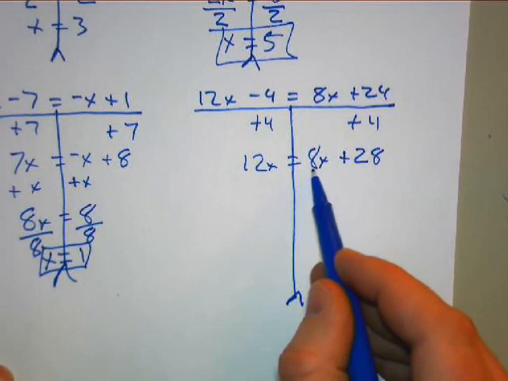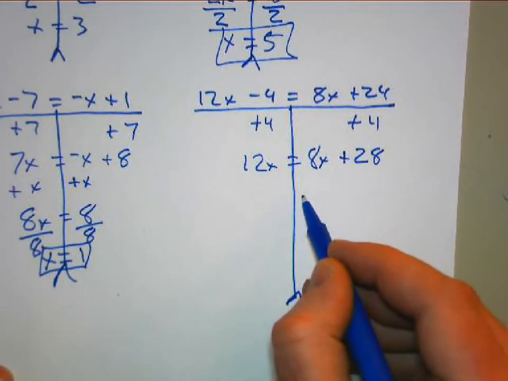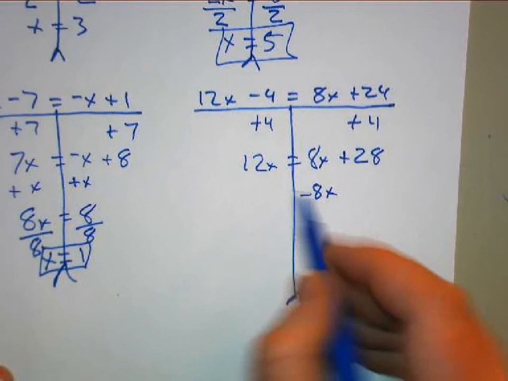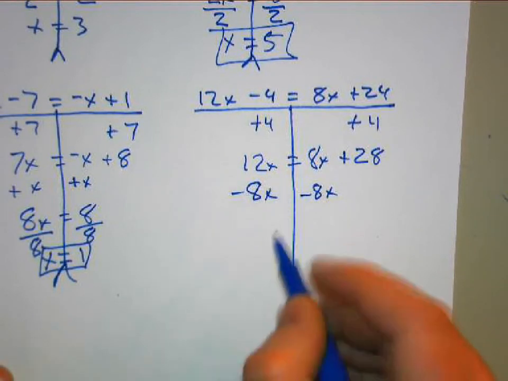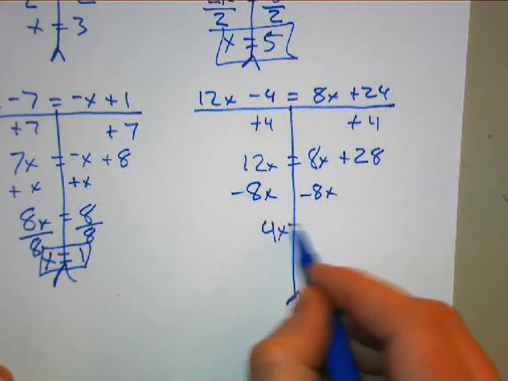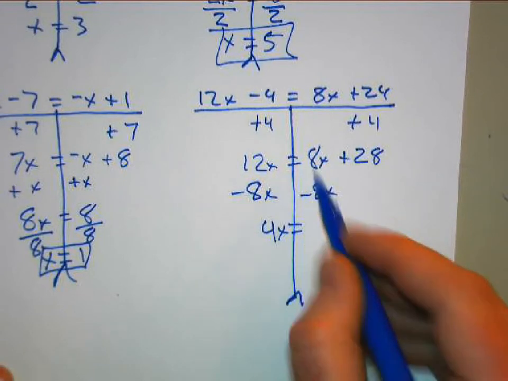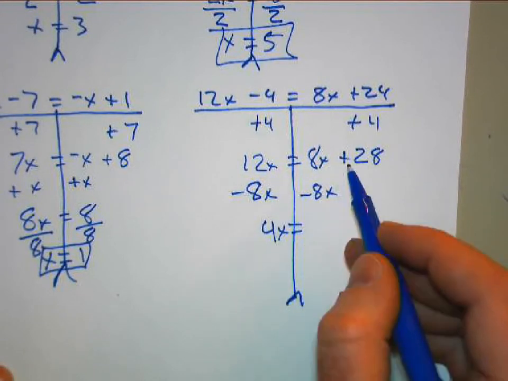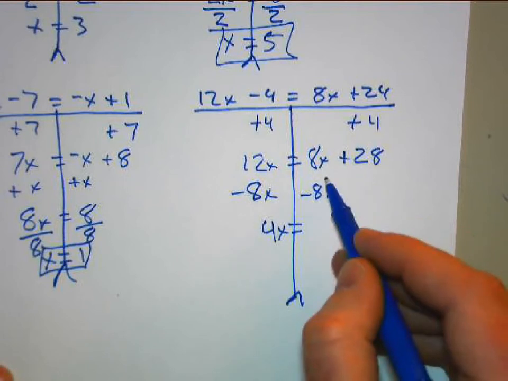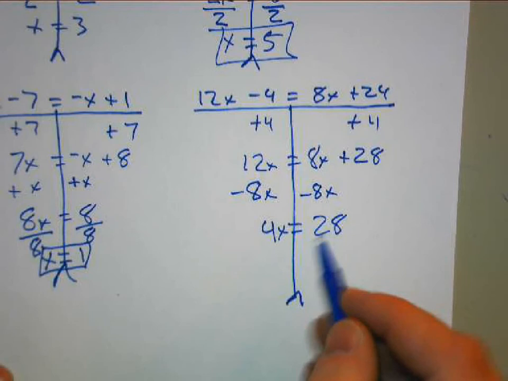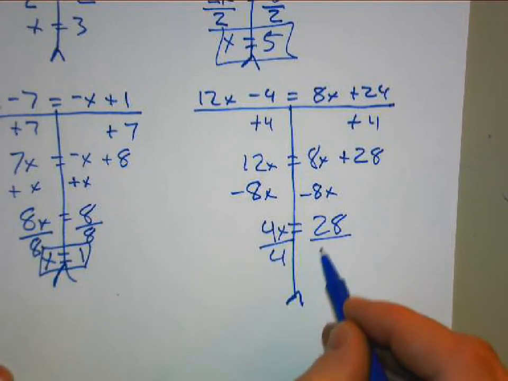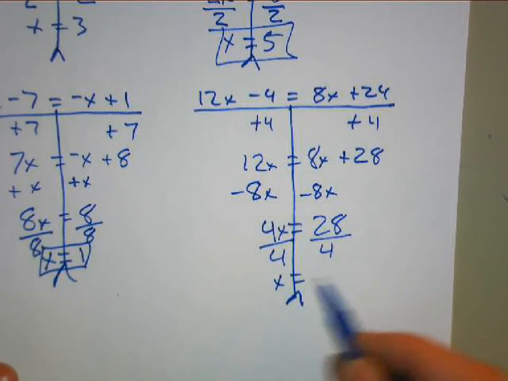Now I want to get rid of this 8x, so I subtract 8x from this side. If I do it to this side, I need to do it to this side as well. 12x minus 8x leaves me with 4x equals 8x minus 8x leaves me with no x's, plus 28. 4x equals 28. Divide by 4 on both sides, and we find that x equals 28 divided by 4, 7.